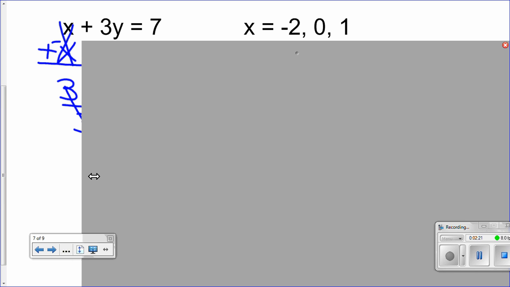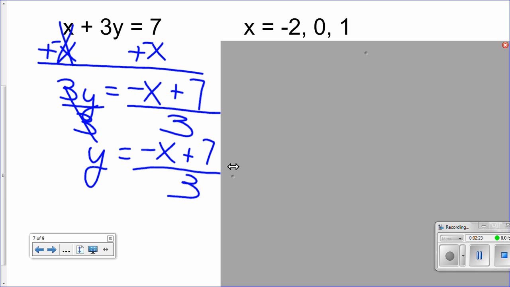So the first thing you're going to do is isolate the variable y. And we're going to do this by subtracting x from both sides. We get 3y equals -x plus 7. And then we're going to divide both sides by 3 to isolate the variable y. So y equals -x plus 7, all divided by 3.